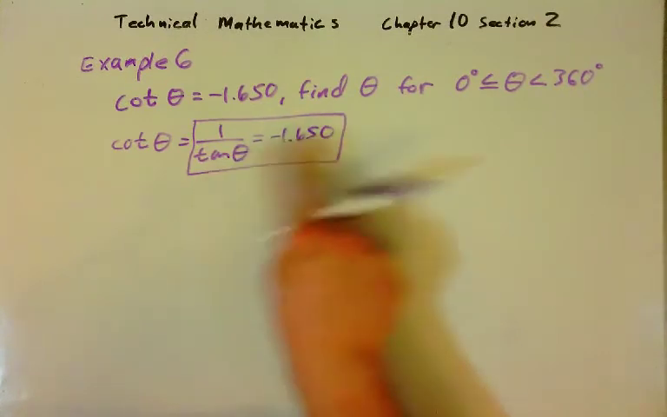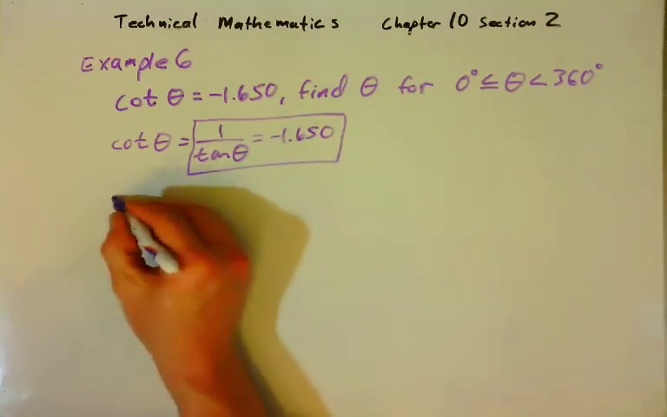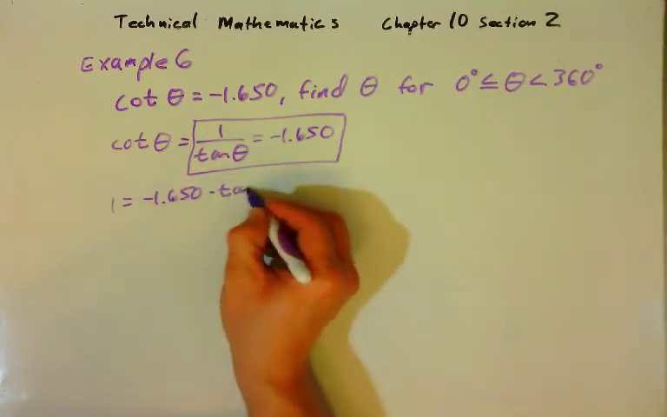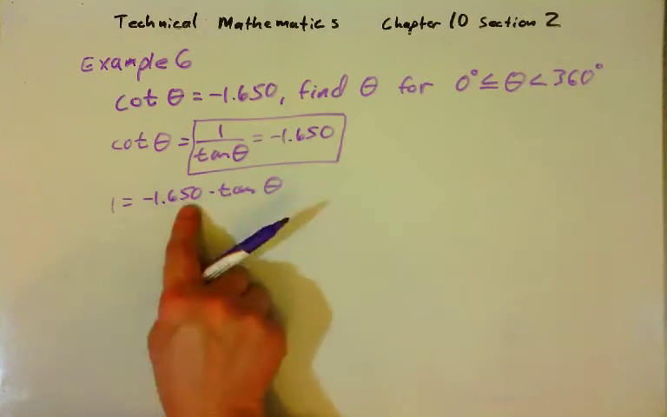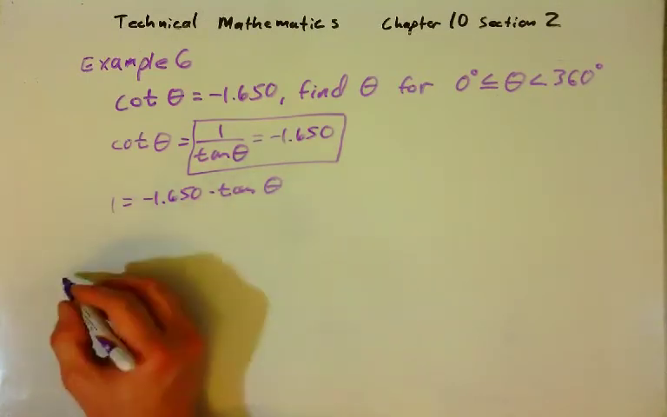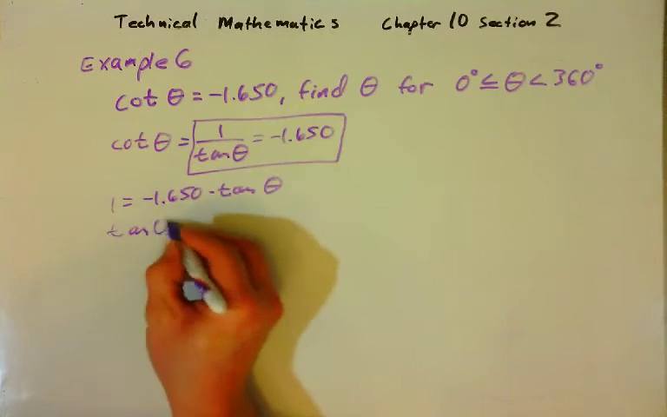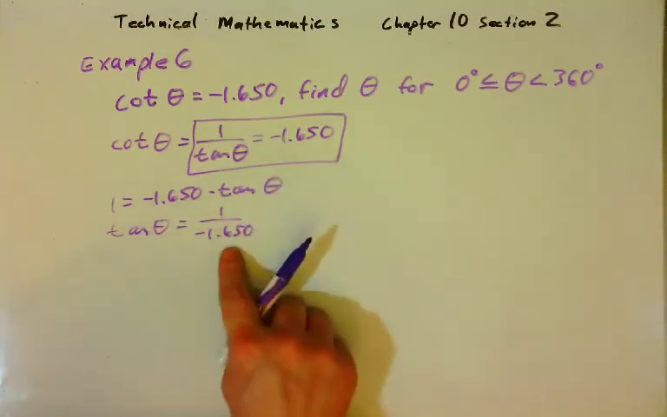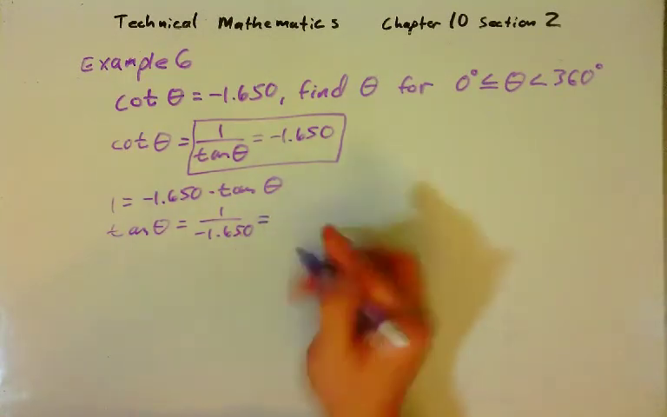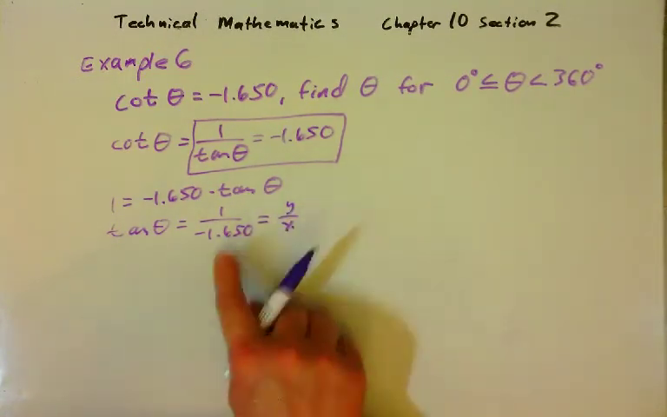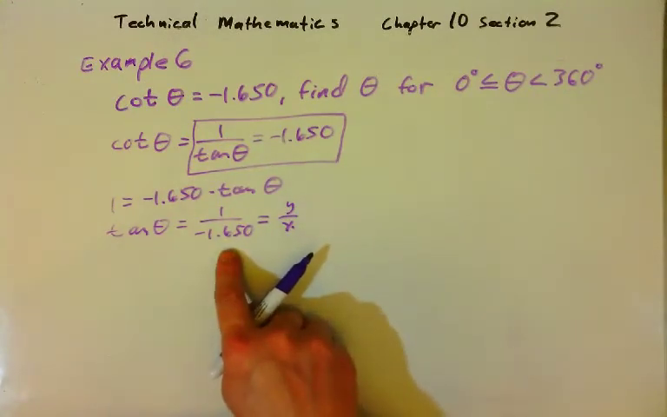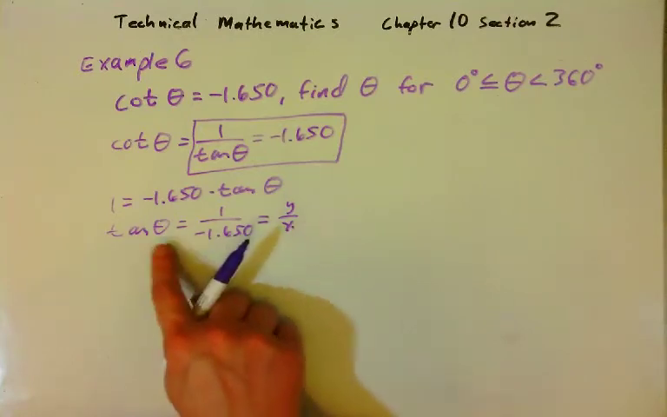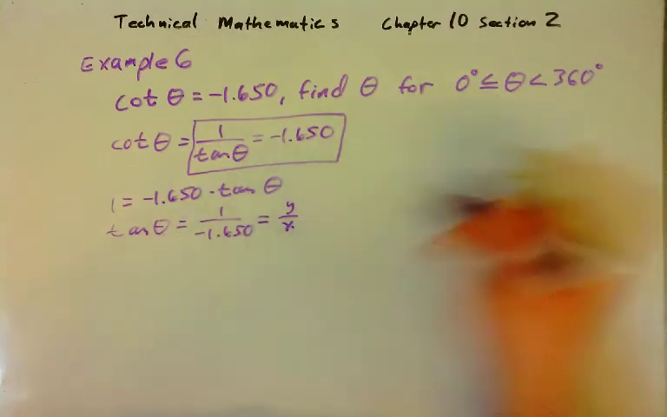Right? We need it to be out of the denominator, so we'll multiply both sides by tangent theta. We get 1 equals negative 1.650 times the tangent of theta. And then we'll divide both sides by negative 1.650. And so we'll get the tangent of theta is equal to 1 divided by negative 1.650. Now recall that the tangent of theta is equal to y over x. And so when the tangent of theta is represented as a fraction this way, we're getting a point that falls on the line of the terminal side of this angle.